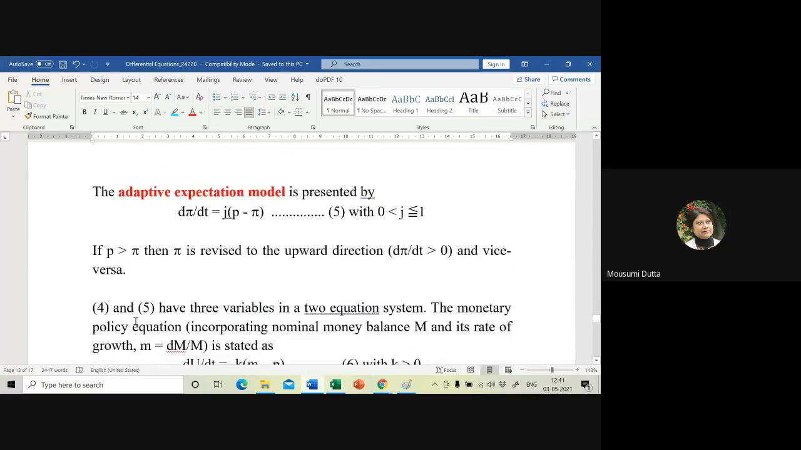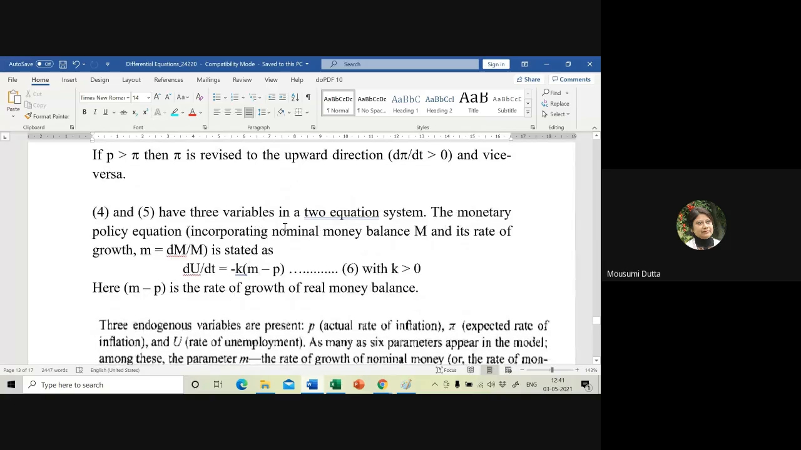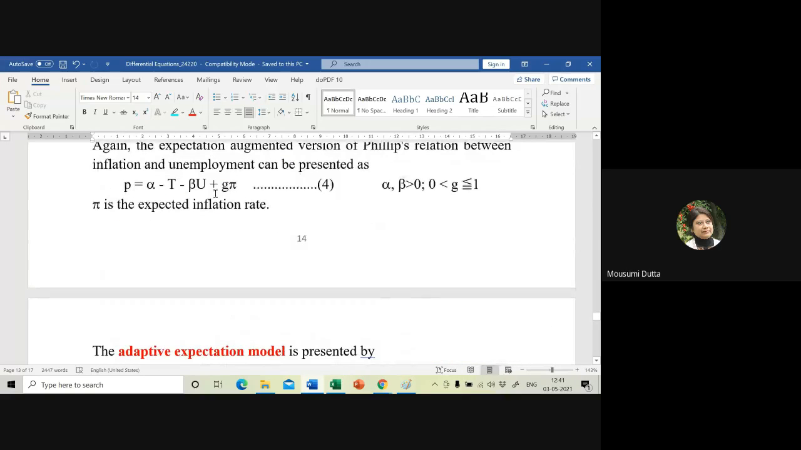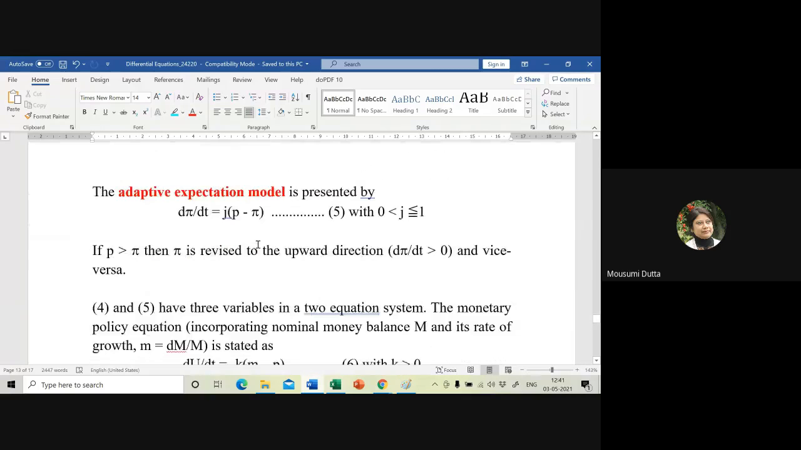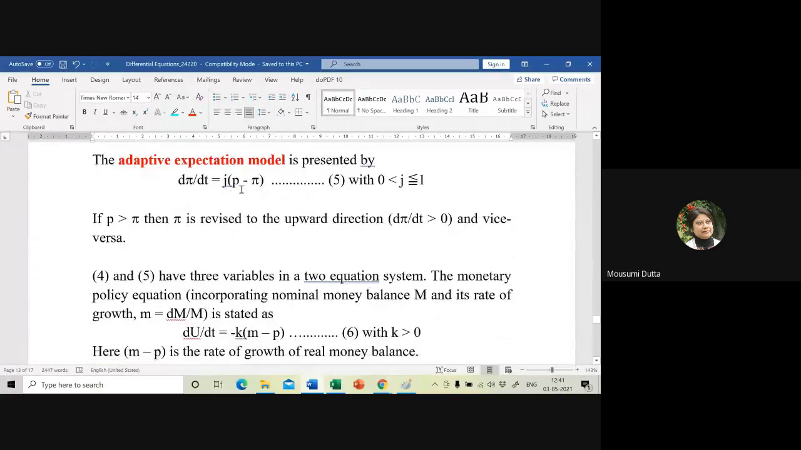So equations 4 and 5 have 3 variables in a 2 equation system. Here you have p, u, and pi, and it is in terms of p and pi. So we are finding 3 variables in a 2 equation system.